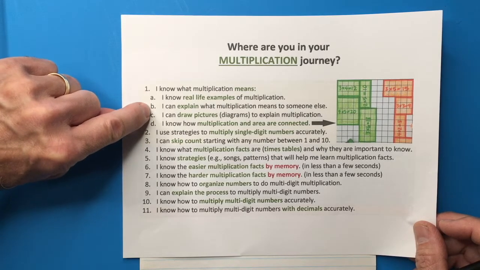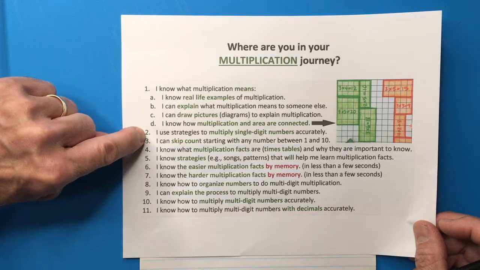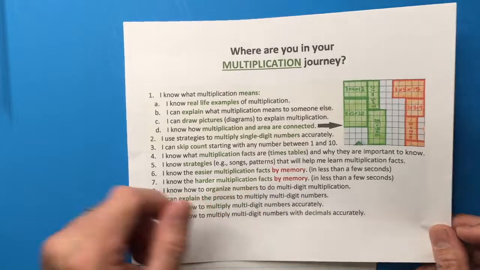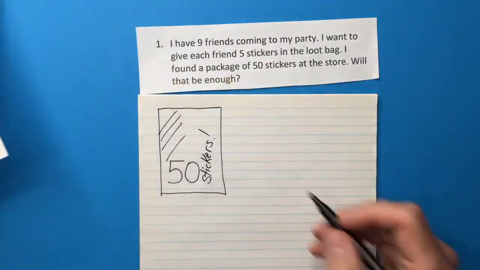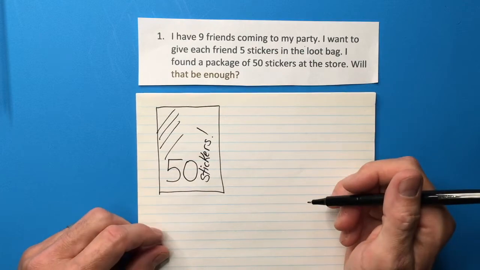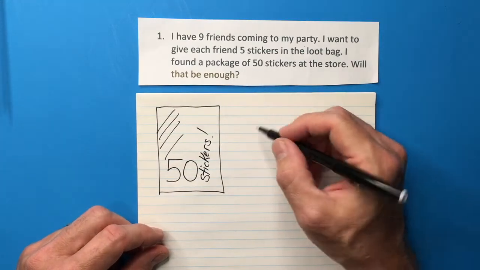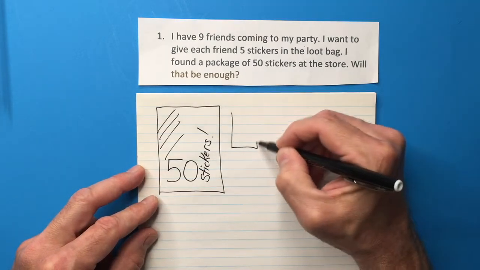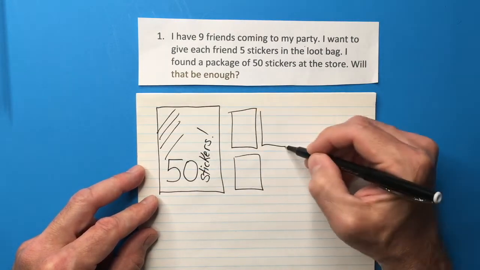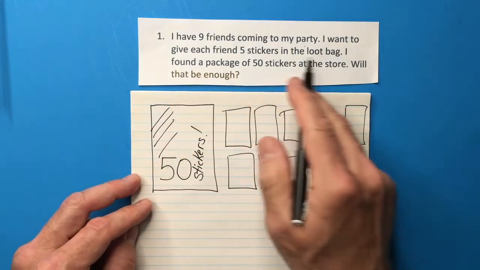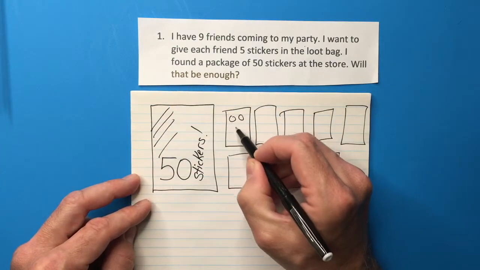If you can do all 4 things here in number 1, you can figure out single-digit numbers multiplying together, and you can figure these things out using strategies. So for example, one strategy is drawing a picture. If you have 9 friends, that would mean 9 different loot bags. So if I draw my 9 loot bags, there's 9 loot bags, and each friend gets 5 stickers in the loot bag.